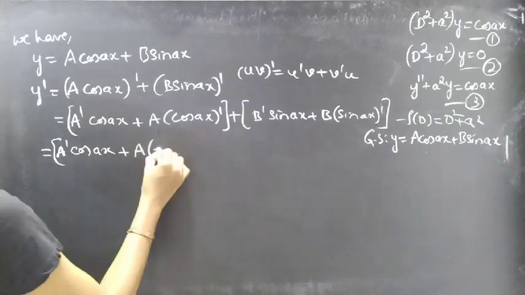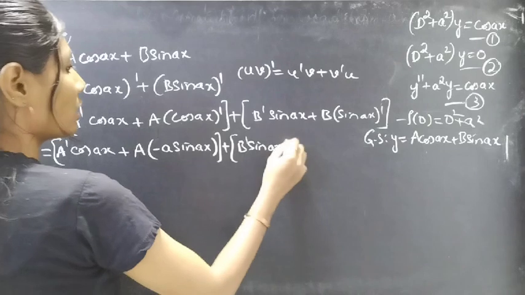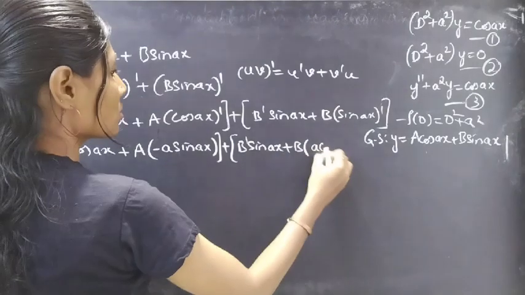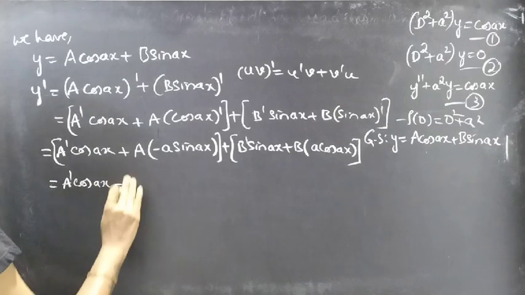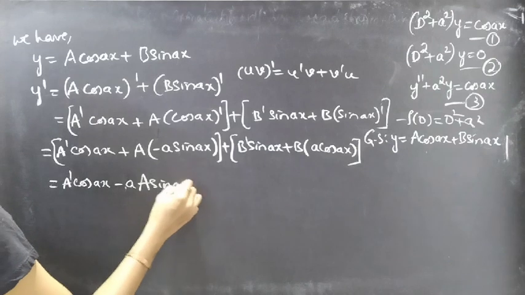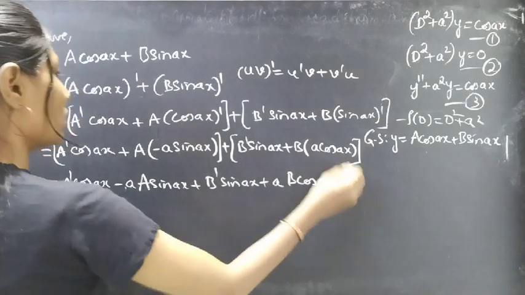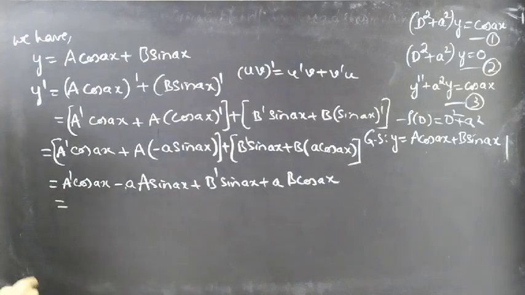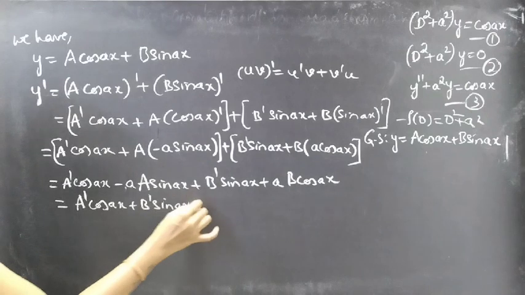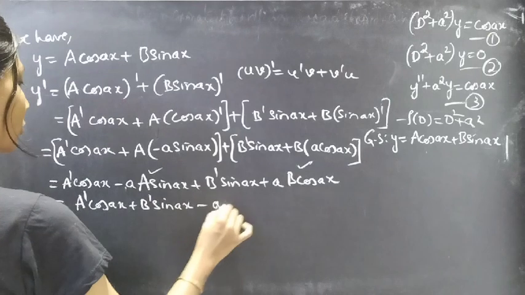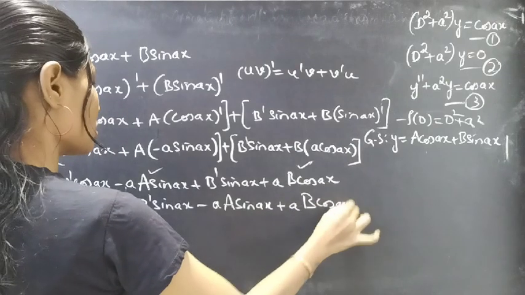of cos ax with respect to x, which is minus a sin ax, plus B dash sin ax plus B into the derivative of sin ax with respect to x, which is a cos ax. This equals A dash cos ax minus A into a sin ax plus B dash sin ax plus B into a cos ax. Now let's write the terms involving A dash and B dash. We'll get A dash cos ax plus B dash sin ax. Now write the terms involving A and B. We'll get A into a sin ax plus B into a cos ax.